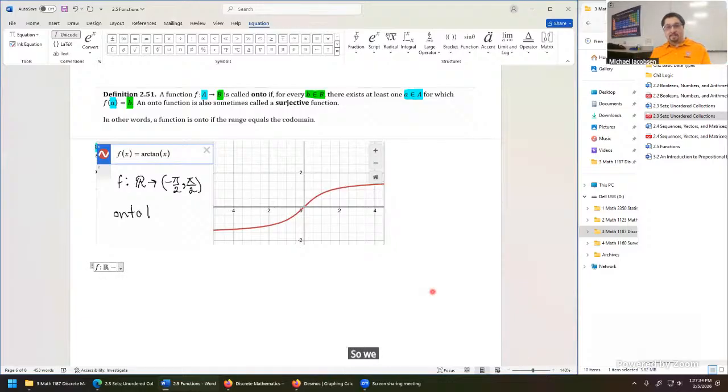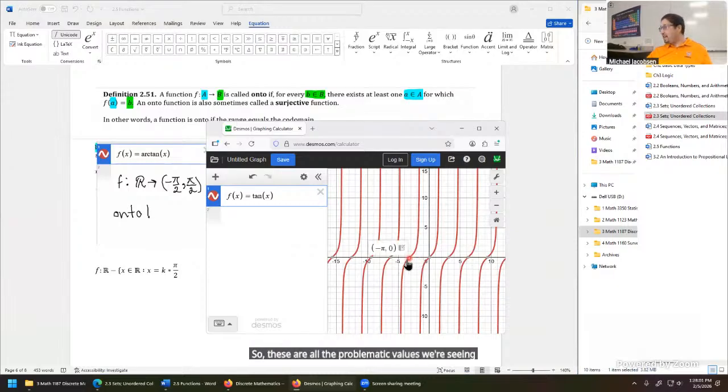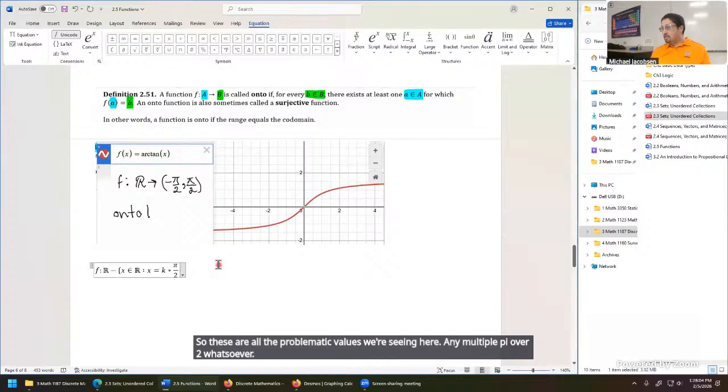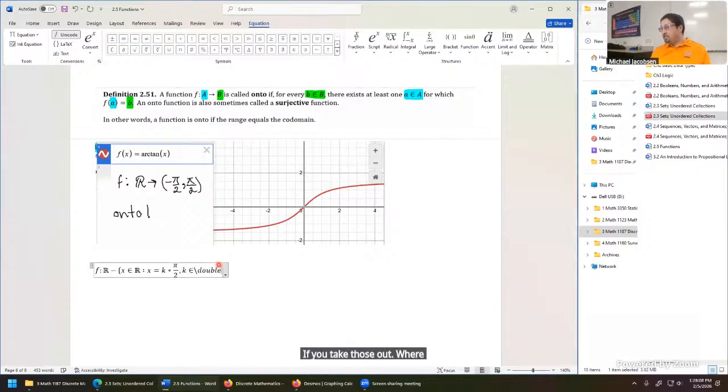So we have to do R set minus a set that goes x such that x is a real number and x equals any multiple of pi over 2, as we were saying. So let's call that k times pi over 2. These are all the problematic values we're seeing here. If you take those out, where k is an element of the integers, any integer whatsoever, that's the domain. So kind of a nasty domain on this one. It'll map to R itself kind of nicely.